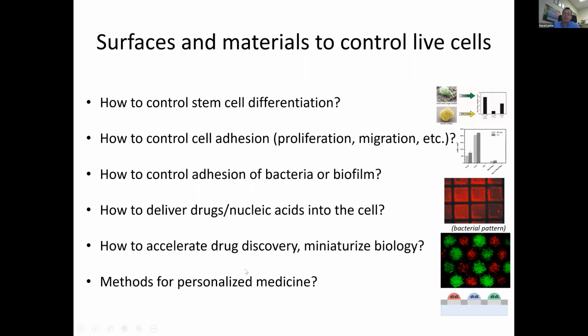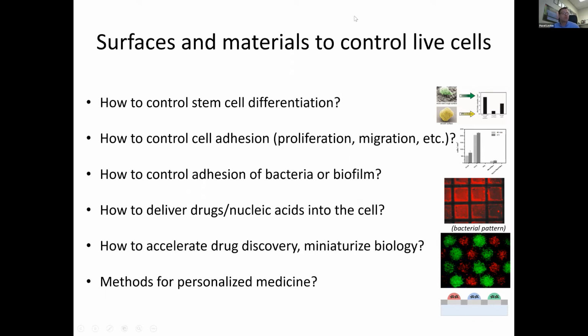How to accelerate drug discovery through the miniaturization of biology. And one of the aims of the research is also to try to help realize personalized medicine using functional materials, functional surfaces. And an interesting, important question: how can we design or develop a functional material, functional polymer? One of the important prerequisites there, which is often forgotten by people, is actually an interdisciplinary environment.